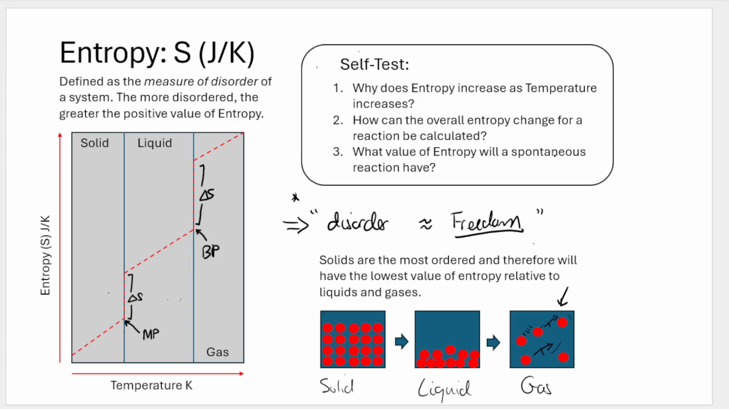How can the overall entropy change for a reaction be calculated? Well, delta G, delta H, and delta S are all state functions. This means that you can calculate the change in their values, provided you know how the system started and how it finished. So if you have A plus B goes to C plus D, so long as you know the delta S of the reactants and the delta S of the products, you can do delta S products minus delta S reactants to give you your overall delta S of the reaction. This applies also and equally for Gibbs and enthalpy.